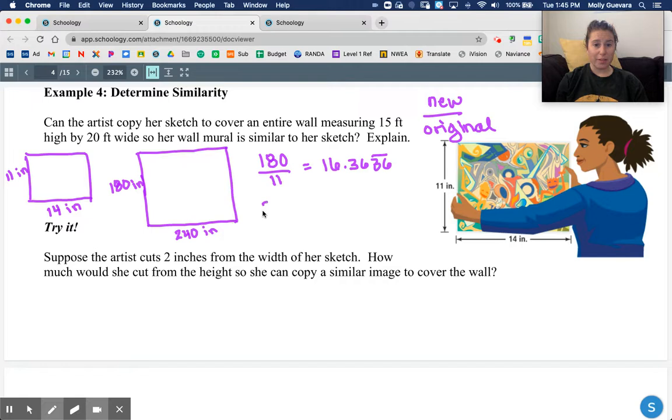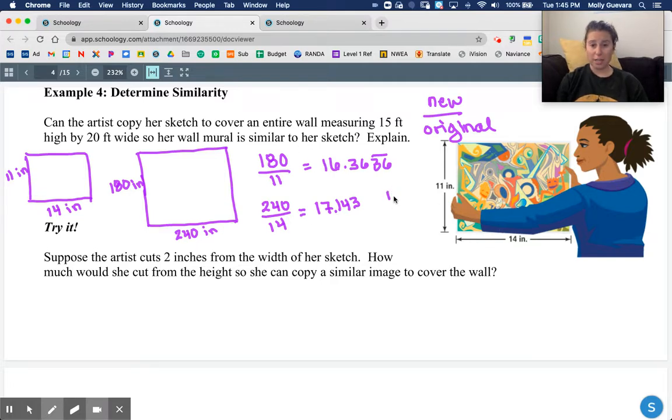Now I want to find the scale factor for the other side, and it should be the same. It should be this 16.36. If it's not, then this sketch is not going to line up on the wall. So 240 divided by 14 gives me 17.143. So is the scale factor the same? Is this sketch going to line up on this wall perfectly? And the answer is no. It's not going to fit because the scale factor is not the same.